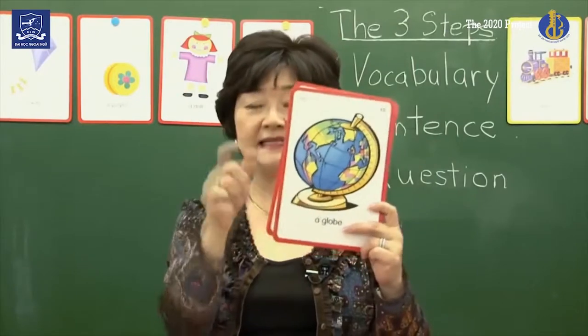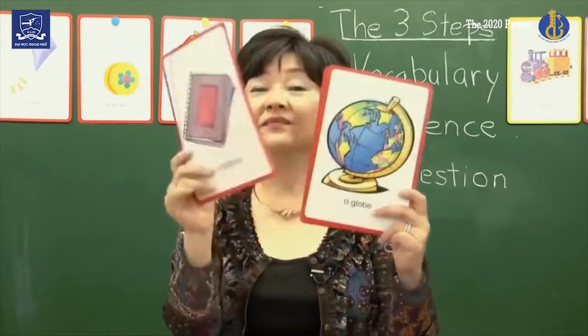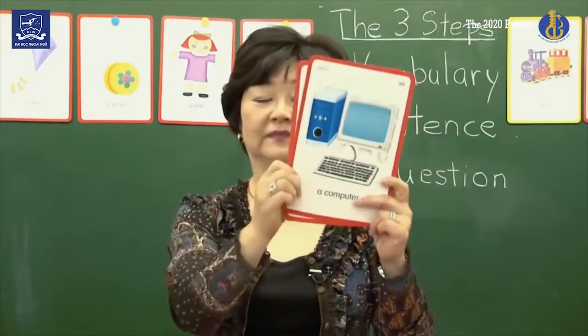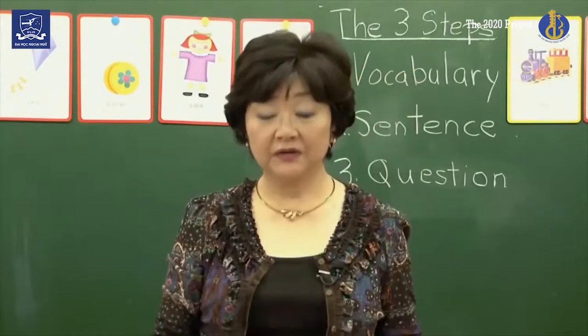Okay, let's make the sentences again. Ready, go. It's a globe. It's a notebook. It's a computer. It's a globe. Very good.